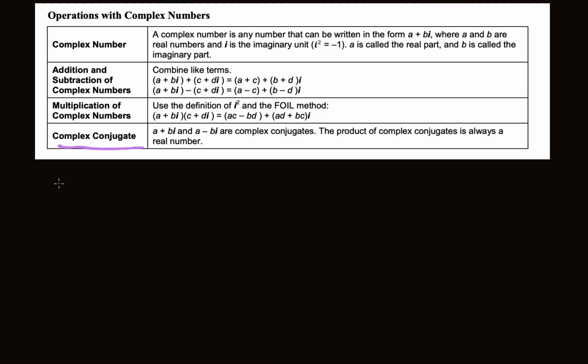Addition and subtraction are super simple. So let's just take a simple idea of two binomials. Let's do 6 plus i. This is your example on your study guide. And we're going to add to it 4 minus 5i.